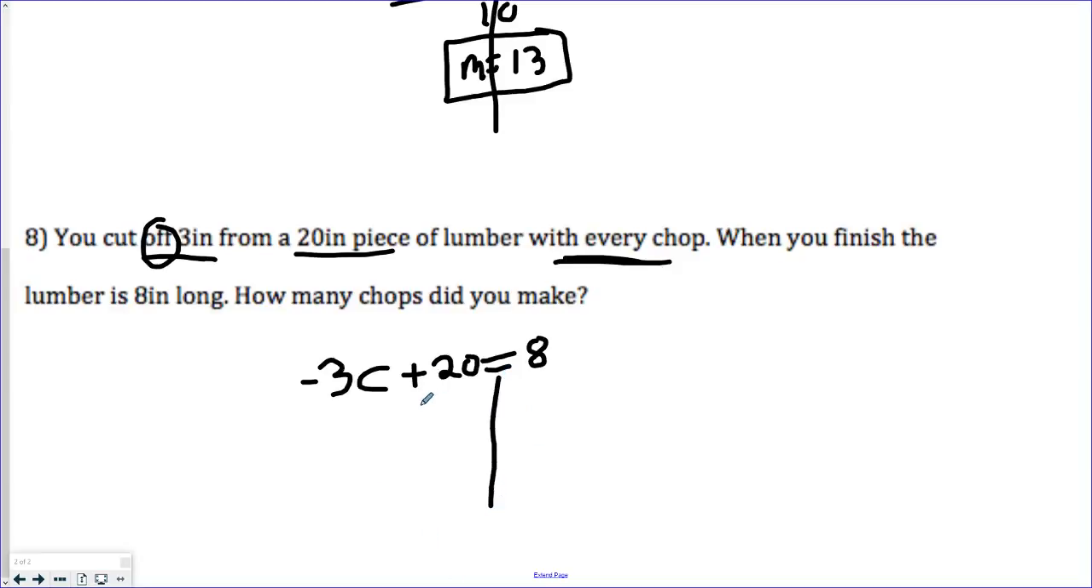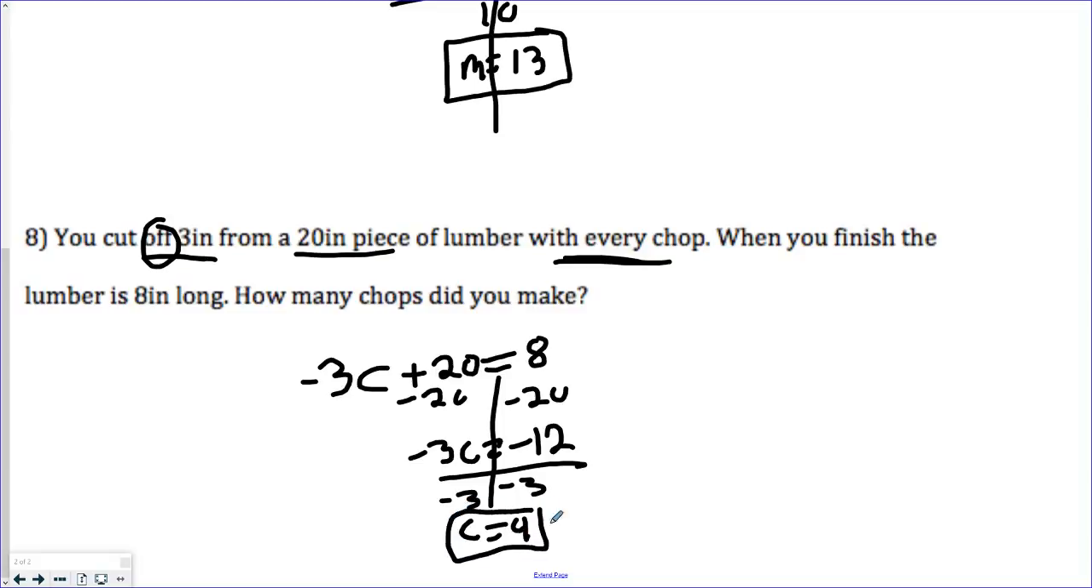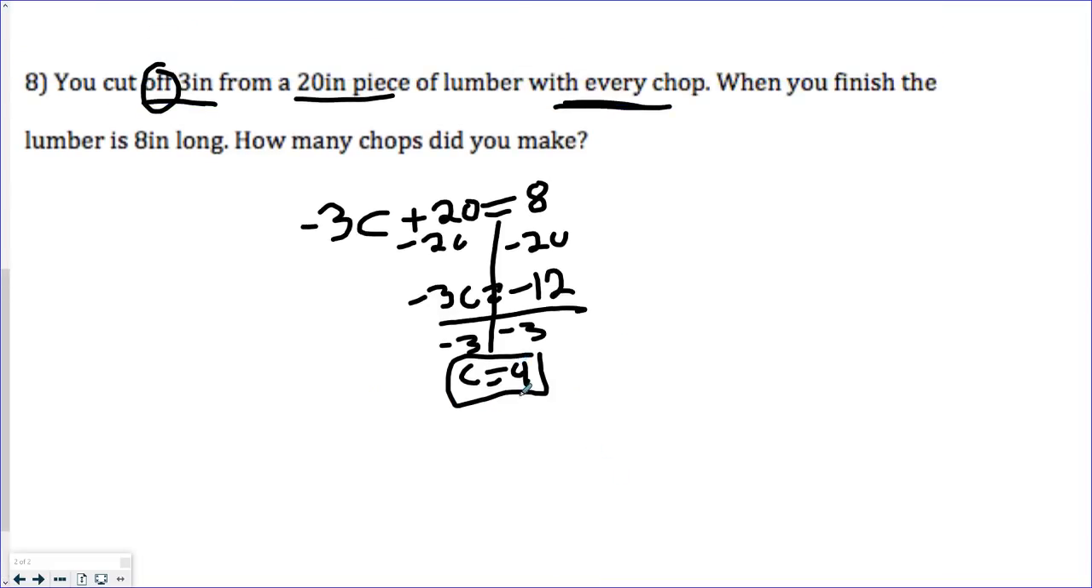Well, we go ahead and solve it like we would an equation. Minus 20 from both sides. We get negative 3c is equal to negative 12. And then divide by negative 3, and we get c is equal to 4. So he made a total of 4 chops to get this desired length, taking off this much from each chop. So be careful with the negatives because they can be very subtle sometimes. So if I'm cutting off something or if I'm losing something, then that's a negative number that I put in. So if it was an addition, it'd be a subtracting number. If it's a multiplication, it's simply a negative number.